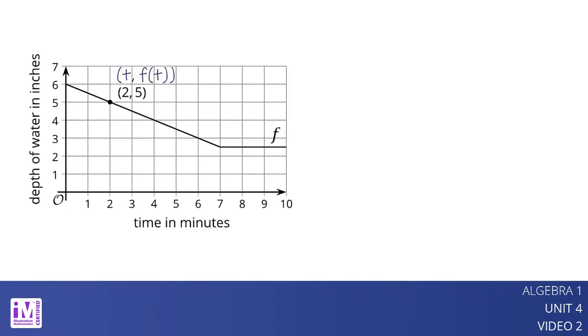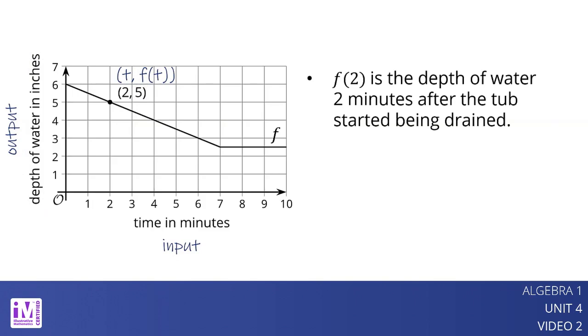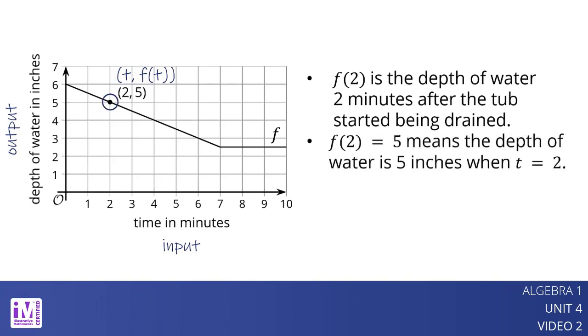Each point on the graph has the coordinates t, f of t, where the first value is the input of the function. The second value, f of t, is the output. f of 2 represents the depth of water 2 minutes after the tub started being drained. The graph passes through the point (2, 5), so the depth of water is 5 inches when t equals 2. The equation f of 2 equals 5 captures this information.